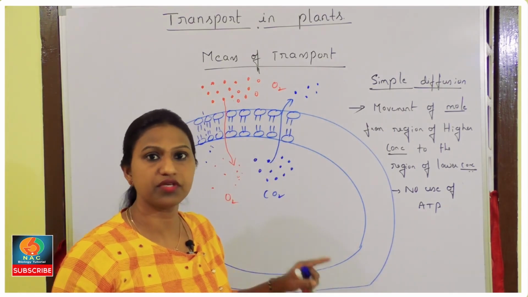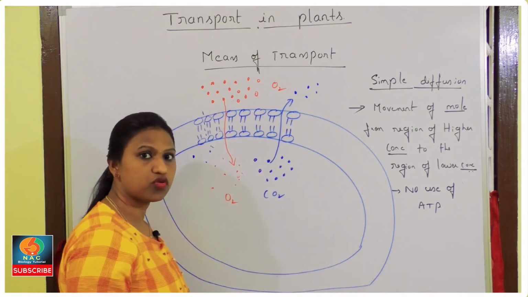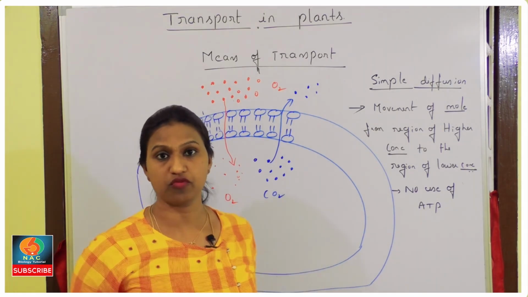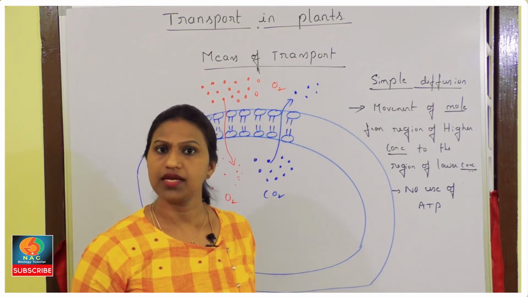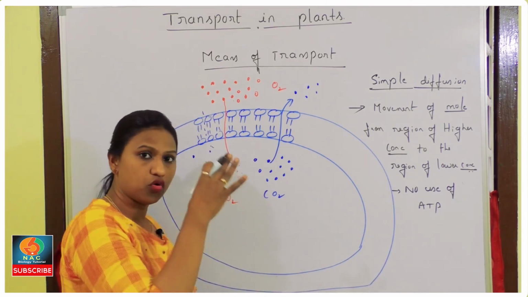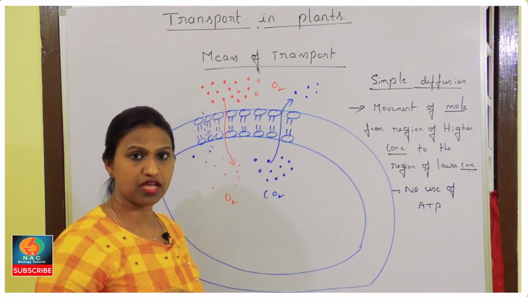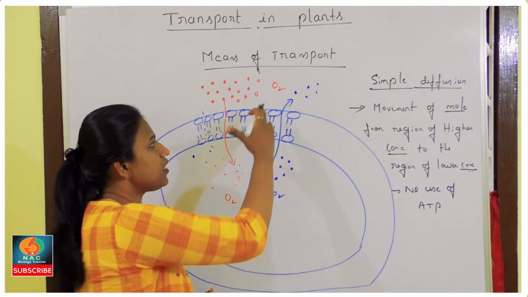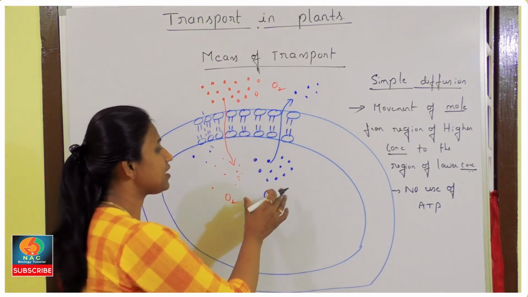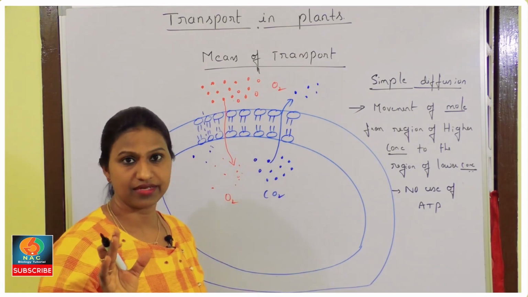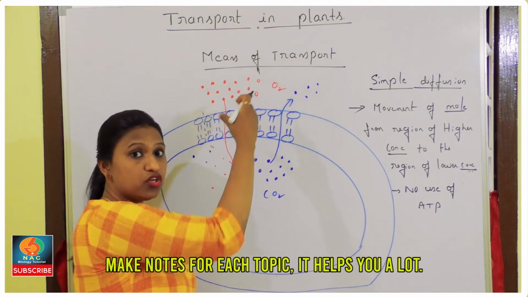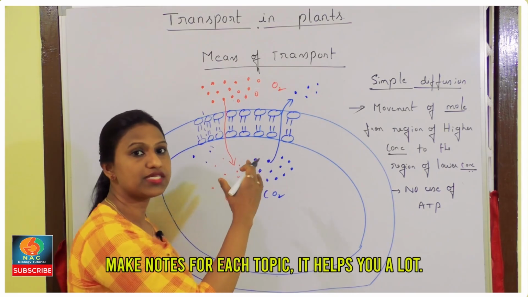No proteins are involved, because we know that the plasma membrane consists not only of the lipid bilayer, it also consists of certain integral proteins as well as certain superficial proteins. But here we do not require any proteins' help. They can easily cross. But it is not specific. It is not that only oxygen has to diffuse, or only carbon dioxide has to diffuse. Anybody can diffuse through it from the region of higher concentration to the region of lower concentration, based only on the concentration gradient. Concentration gradient means molecules diffuse from where the concentration is higher to the lower concentration side.